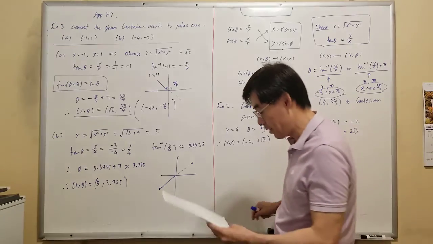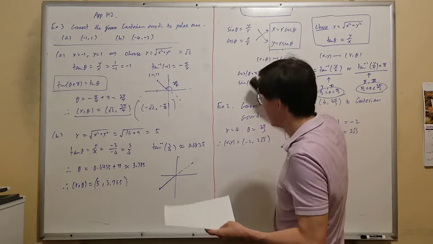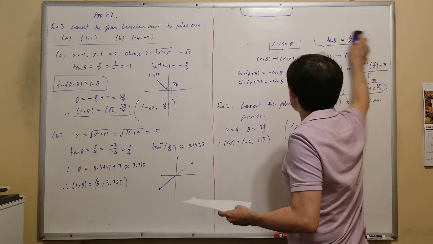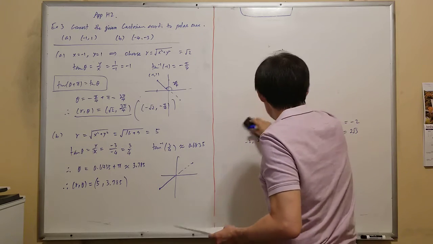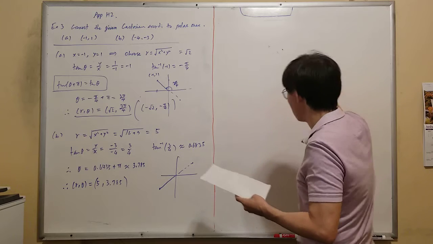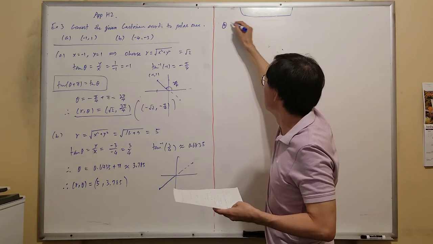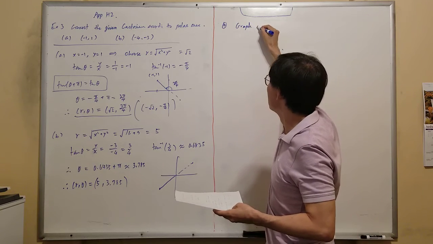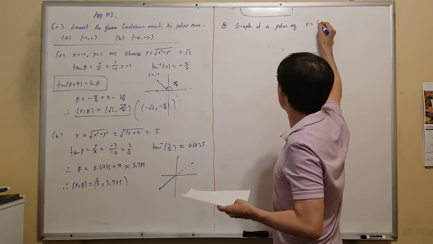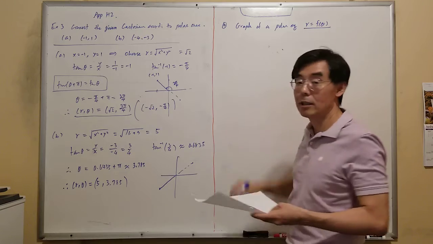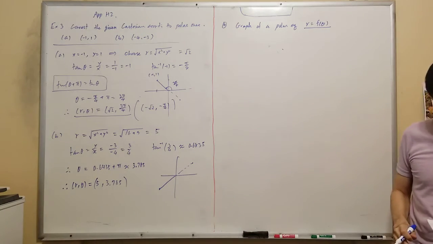Next topic is graph of a polar equation. So we want to learn how to draw the graph of a polar equation. Graph of a polar equation, in this case, only this one: r equals a function of theta. Okay?